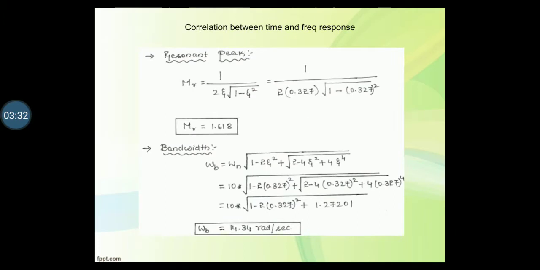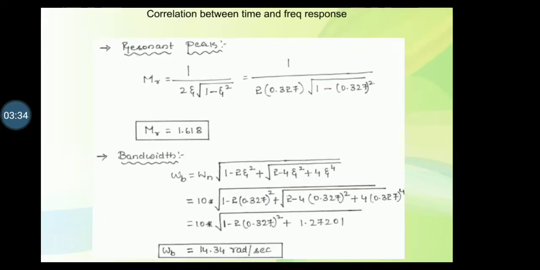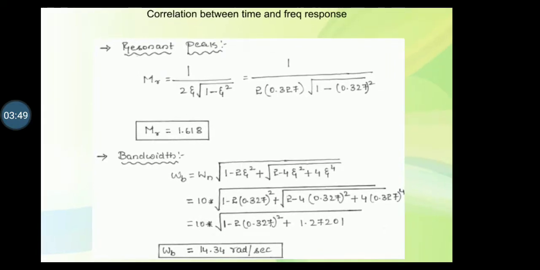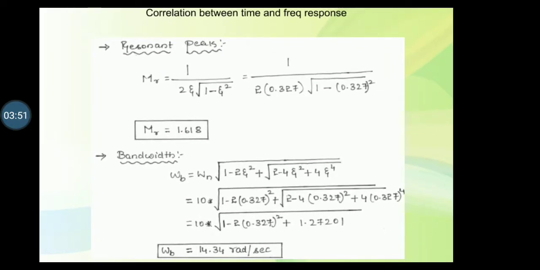Next we'll find the resonant peak. We have the formula for resonant peak: Mr is equal to 1 divided by 2ζ root of 1 minus ζ². So substituting the damping value, it is 1 divided by 2 into 0.327 into root of 1 minus 0.327 squared. So Mr will come equal to 1.618.